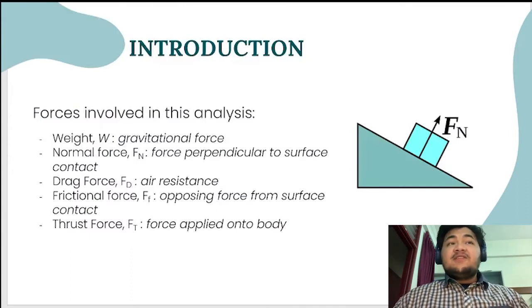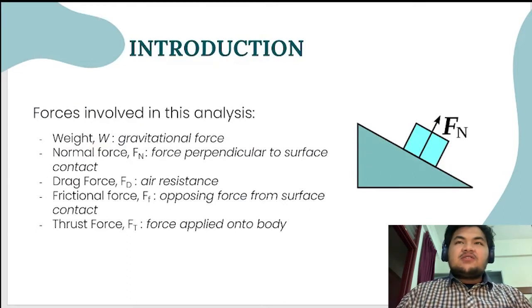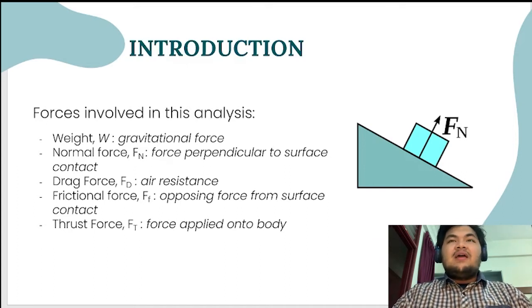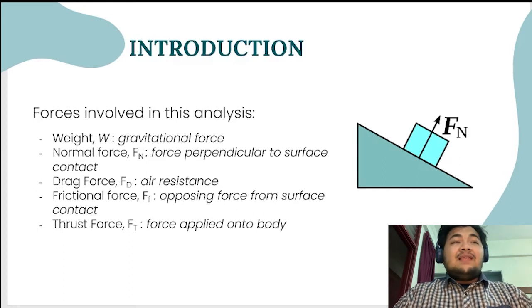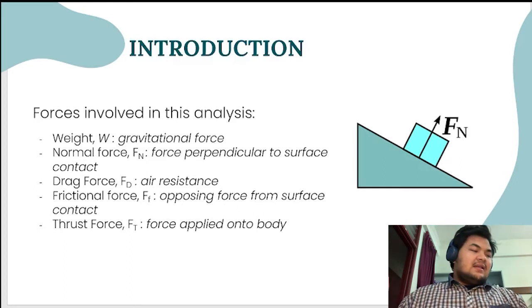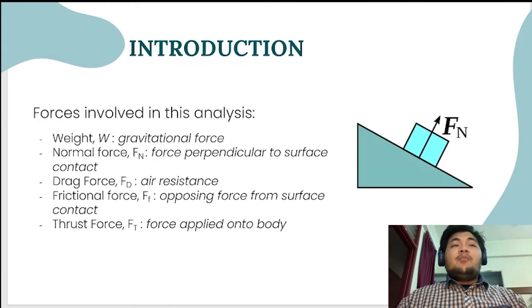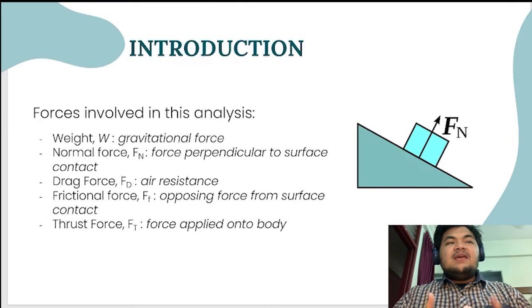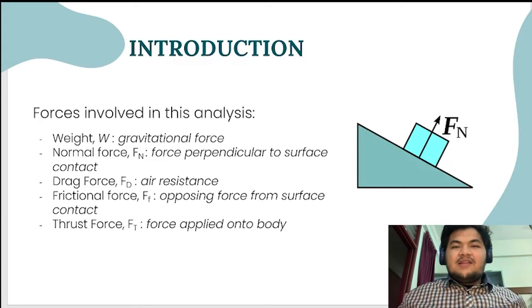Next, we look at what forces are involved in this case study. The first force is weight, denoted by W. It is the gravitational force applied on the object by the gravitational field of the Earth, which is pulling it towards the center of the Earth. Next, we have normal force, denoted by Fn, which is the force perpendicular to the surface contact. Next, we have drag force, denoted by Fd, which is commonly known as air resistance. Next, we have frictional force, denoted by Ff, which is the opposing force from surface contact, divided into static friction and kinetic friction. And then we have thrust force, Ft, which is the force applied onto the body by an external force. I will now pass this case study on to my partner.